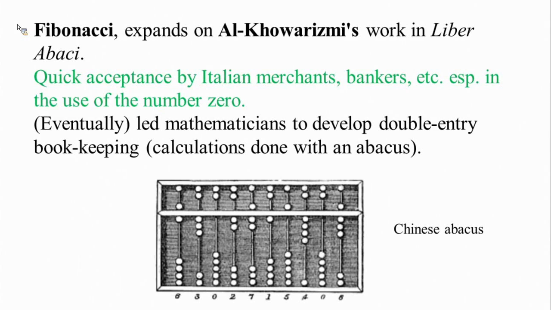Right? 7 would be 5 and 2. Right? So you bring 5 heaven beads and 2 earth beads, and they make 7. And you go on like this.